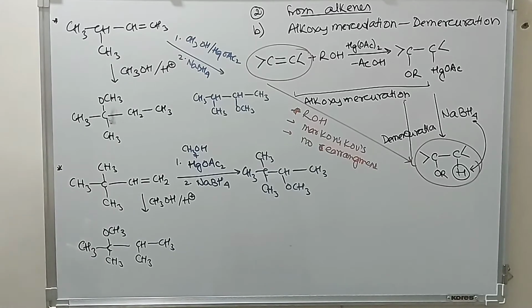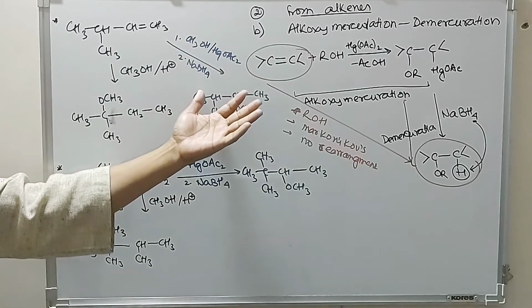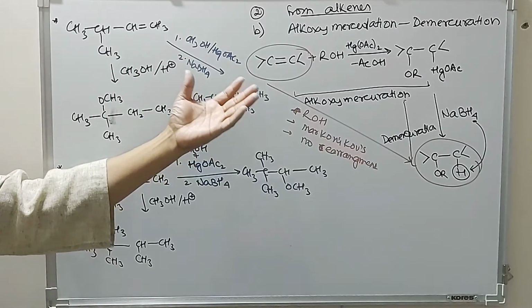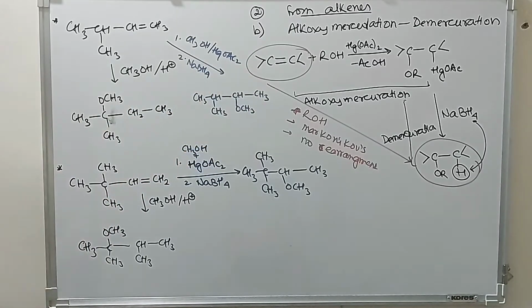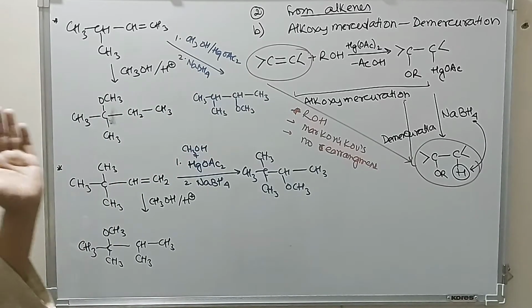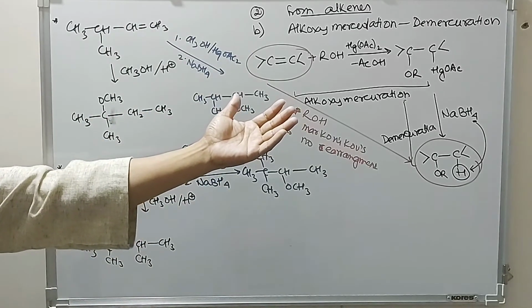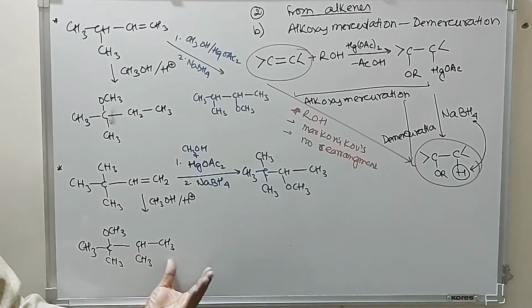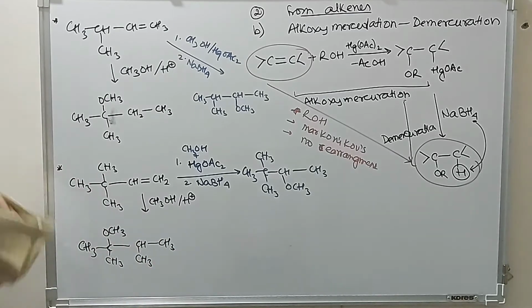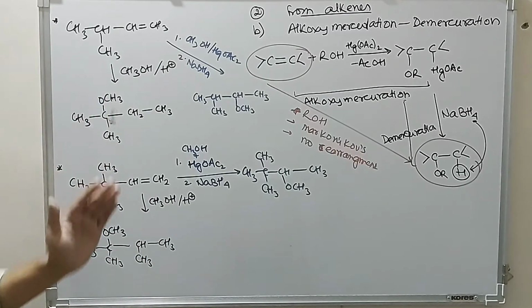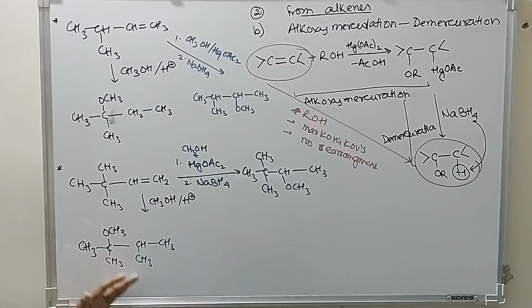So this is how we carried out addition of alcohols to alkenes, in which both follow Markovnikov, but in one there is a possibility of rearrangement of the cation, and in the other there is no possibility of rearrangement of the cation. So these are the methods of preparation of ethers from alkenes.